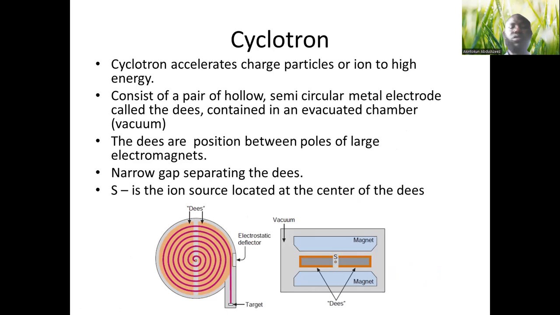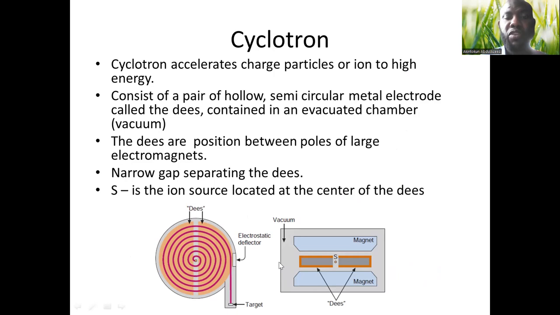So what is a cyclotron? A cyclotron is an accelerator. It accelerates charged particles or ions to a very high energy. It consists of a pair of hollow semicircular metal electrodes called the Ds, because their shape is like the letter D, and it contains an evacuated chamber. It has to be placed in a vacuum because you don't want anything to affect the movement of particles in the cyclotron.